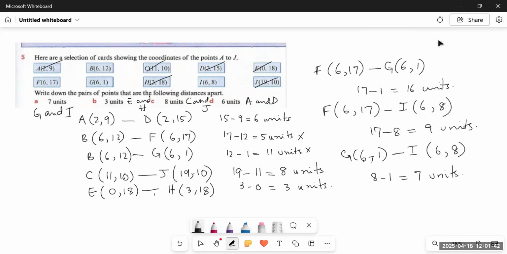So you see how easy it is. You just have to figure out how we have to find out the difference between any 2 points. We will look for any similar, either the x coordinate or the y coordinate, and then we will work for the other coordinate. That's all.